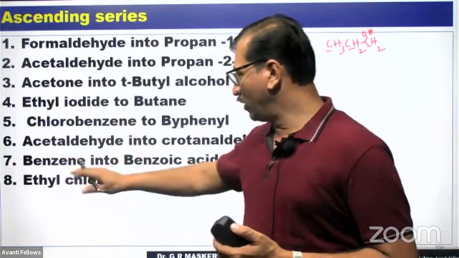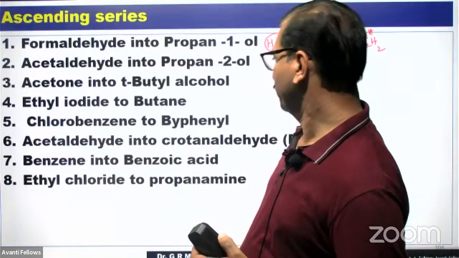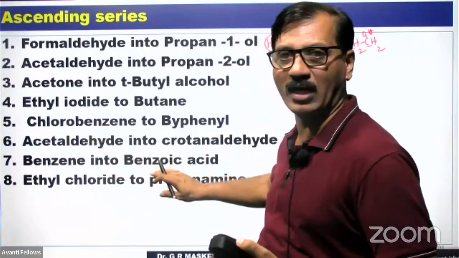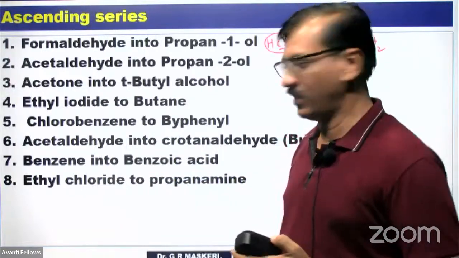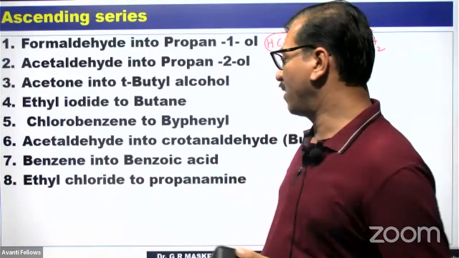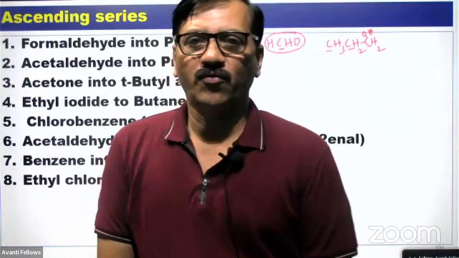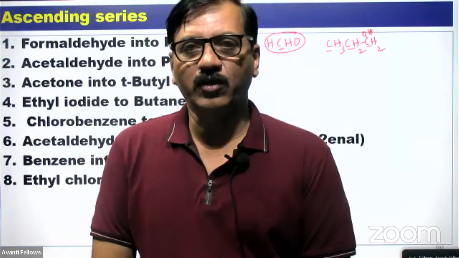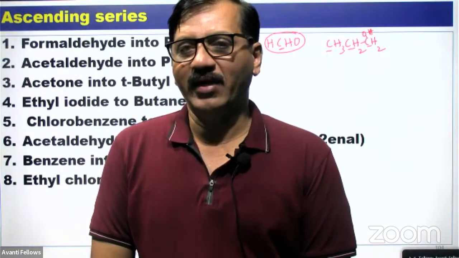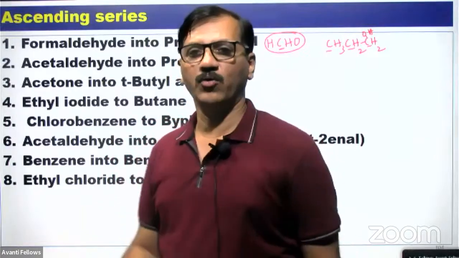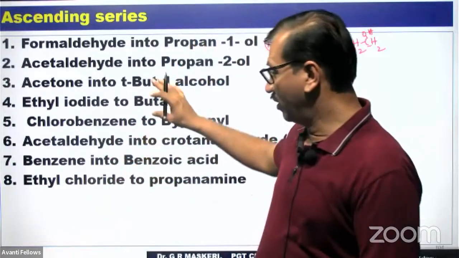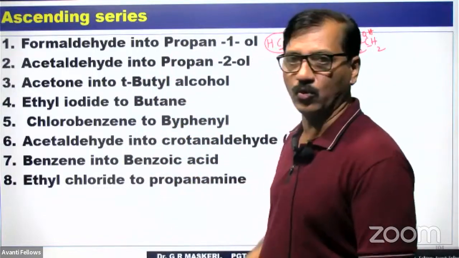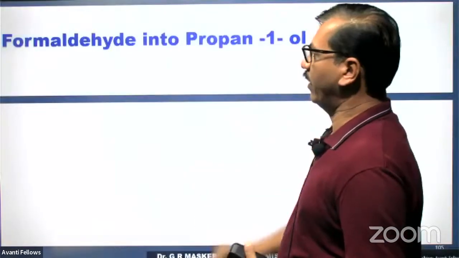Benzene to benzoic acid, right? Benzene, C6H6, to C6H5COOH, one more carbon atom added. Ethyl chloride to propanamine. For such reactions, sometimes we have to introduce the CN cyanide group so that one carbon is added. We have to go ahead to understand how exactly we can do this.